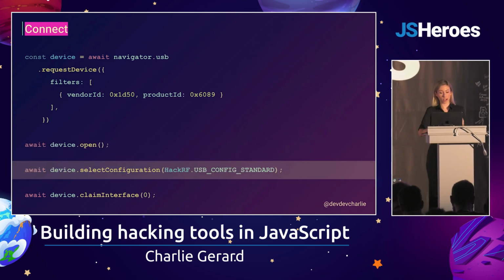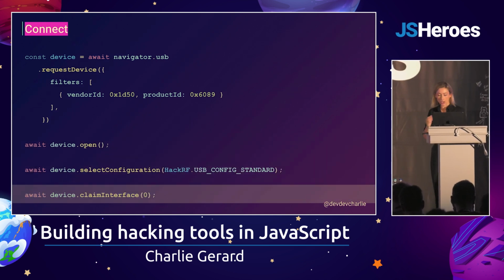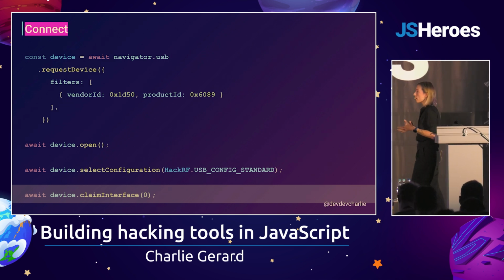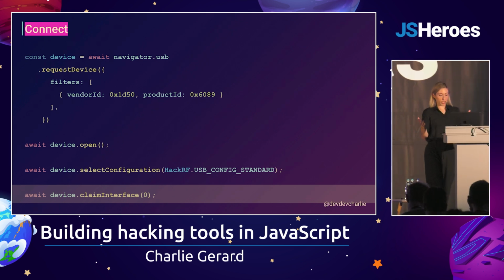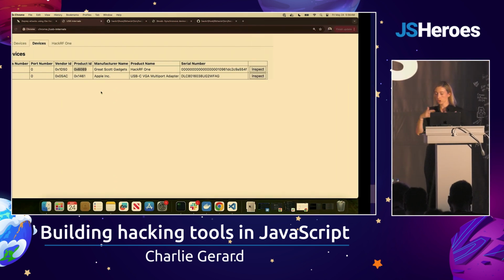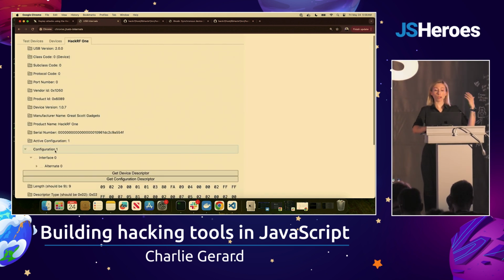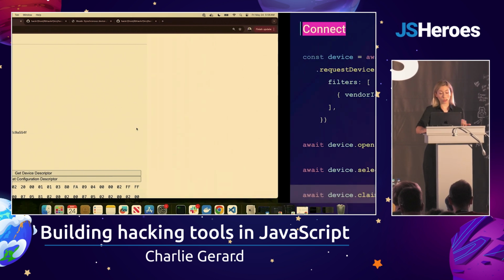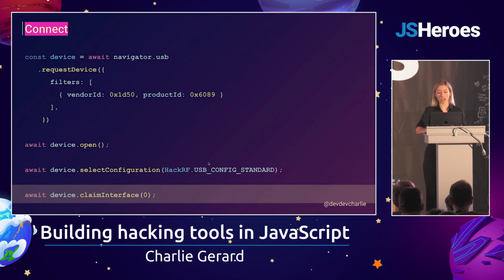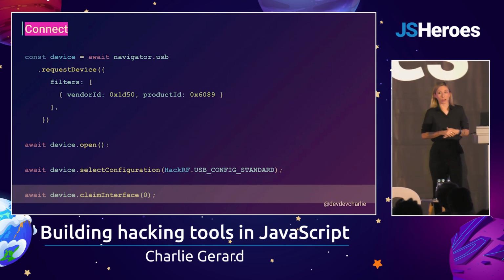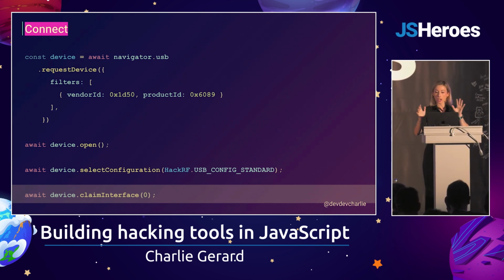Once you actually have specified a filter, you call the open method on the device, and then you have a configuration and an interface, and usually these are device specific. In general, with the devices I've been using, there was always one configuration and one interface, so it wasn't really too hard. But again, if you don't know what values to use there, if you go back to your USB internals in Chrome and you click on inspect, you have some data here, and here we have that the configuration is the number 1 and the interface is the number 0. So you can usually specify that. Otherwise here, I use the constant USB config standard that is in the official HackRF library. So that was easy to confirm that it worked.